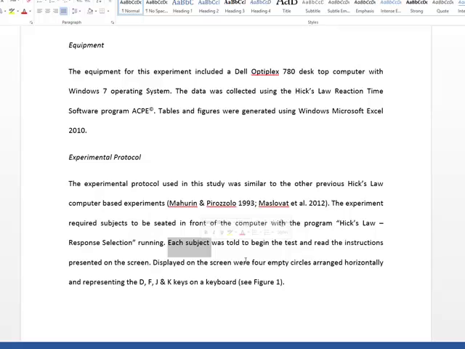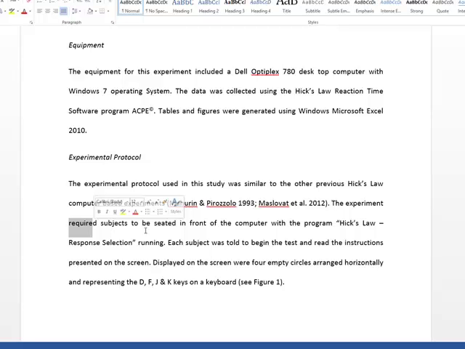In this lab report, remembering you've already done the experiment, you need to write it like it's already been done. So each subject was told. They've already been told. It's already been done. The experiment required. It doesn't require, it required, because you've already done it. So they're the two key parts: your third person and your past tense. They're two of the real keys for that scientific style guide for language.